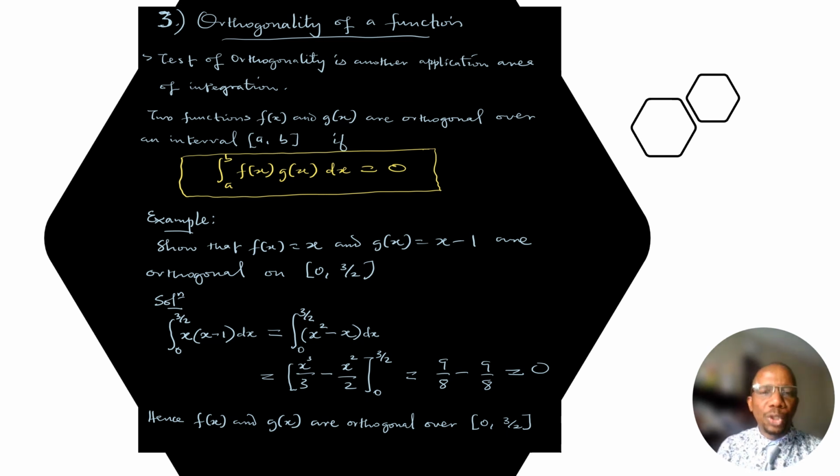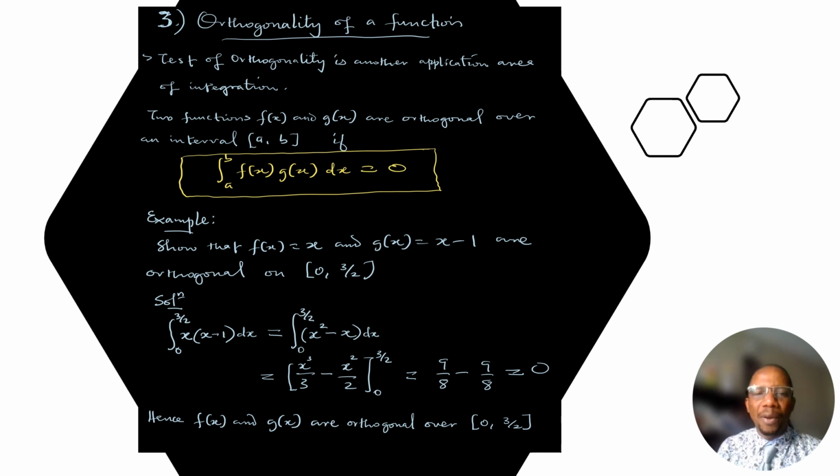Example: you have to show that f of x equals x and g of x equals x minus 1 are orthogonal on 0, 3 over 2. The solution is this: from 0 to 3 over 2, multiply x and x minus 1 dx.